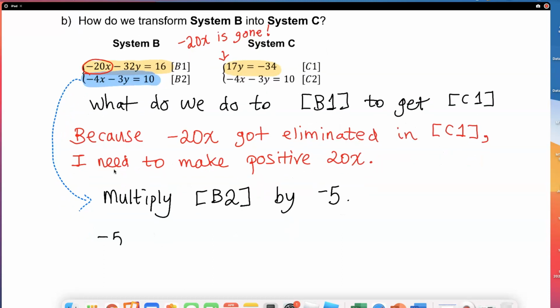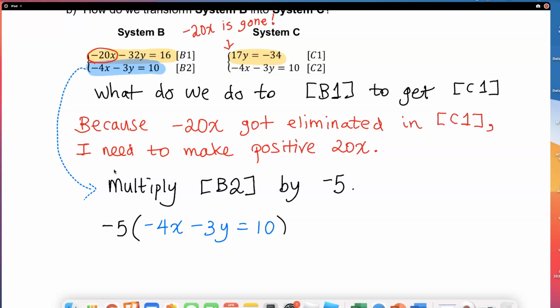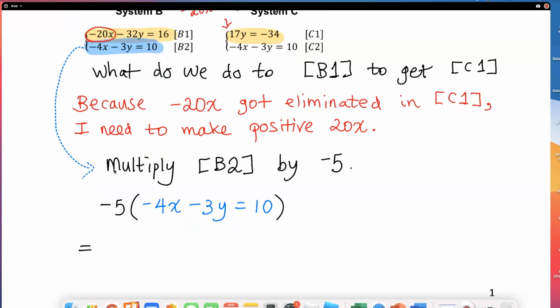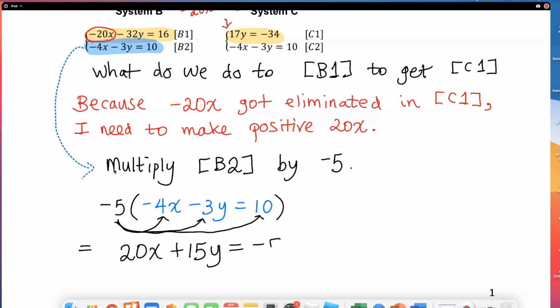If I multiply B2 by negative 5, B2 was what? Negative 4x minus 3y equals 10, right? Let's go ahead and distribute the negative 5, and I'll show you why we are doing this. Negative 5 times negative 4x is positive 20x. That's the only reason I multiply by negative 5. I wanted to create a positive 20 so that we can cancel out the negative 20. But I need to multiply negative 5 to everything, okay? Negative 5 times negative 3y is positive 15y. And next, negative 5 times positive 10 is negative 50.